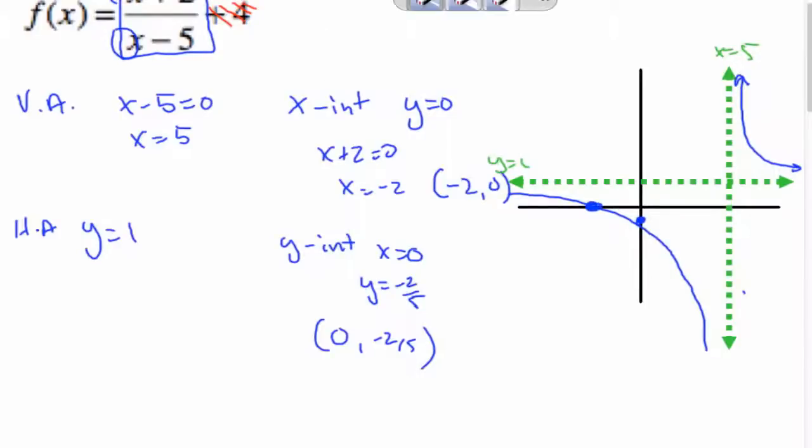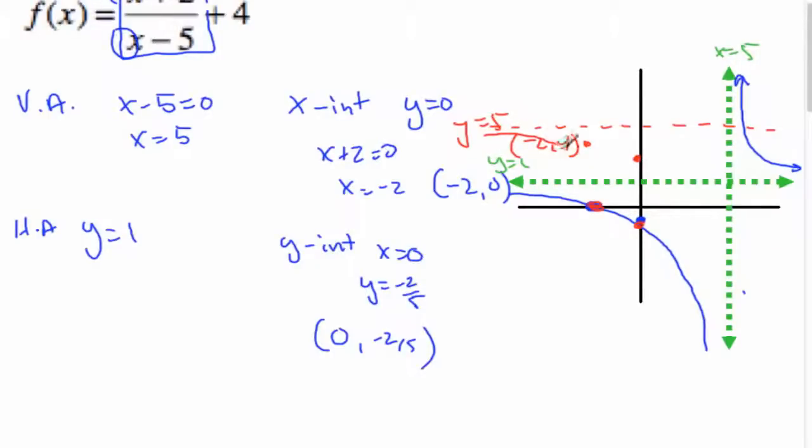Now I have to include the plus 4. When I do plus 4, everything in that function moves up. So my y equals 1 is going to become y equals 5. Here. This is y equals 5. This point here is going to move up 4. So this is the point now negative 2, 4. This point here will move up 4 and will be here.